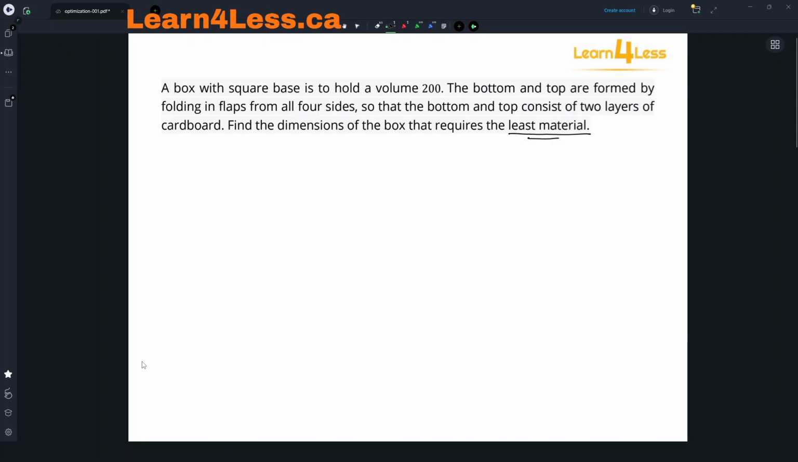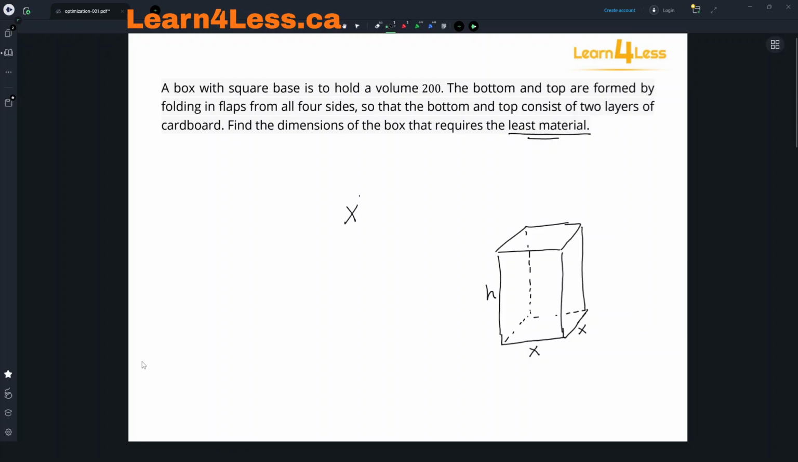So we are given that we have a square-based box. I just draw that here. Square, and the height of that can be anything. I just know the base of that is a square, so the length and the width of the base are the same. So for example, I say they are x. And the height of that can be anything, like h. And what we are given is it's supposed to hold the volume of 200. So we know the volume of that is 200.